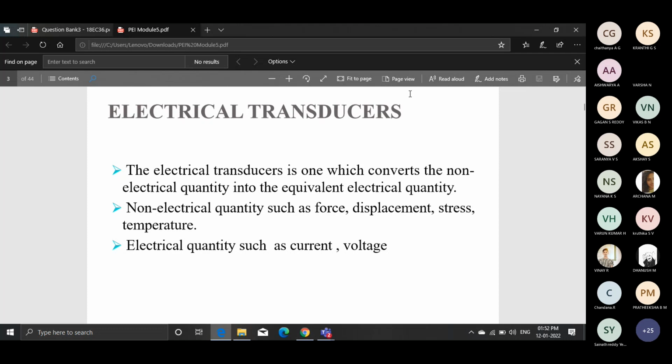Okay, a mic will receive the audio signal, and it will immediately be converted into an equivalent electrical signal. That is an electrical transducer. Non-electrical quantities such as force, displacement, stress, temperature, these are all non-electrical data. They will be converted into electrical quantities such as current and voltage. That will be done by your electrical transducers.